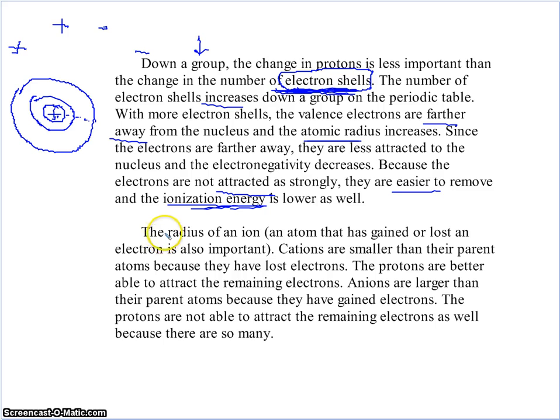What's this last paragraph on this page? The radius of an ion, an atom that has gained or lost an electron, is also important. Cations are smaller than their parent because they've lost electrons. Remember, cations are positive ions. The t looks like a positive. The protons are better able to attract the remaining electrons, so they get smaller. Anions, which are negative, are larger than their parent atoms because they've gained electrons. The protons are not able to attract the remaining electrons as well because there are so many electrons. Okay, so that's our periodic trend reading.